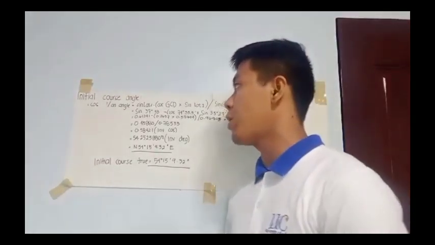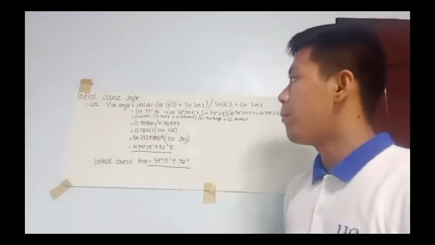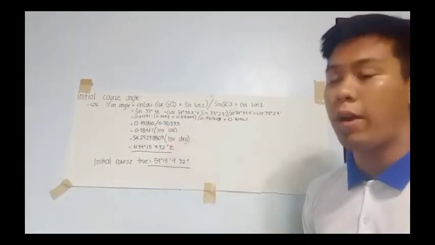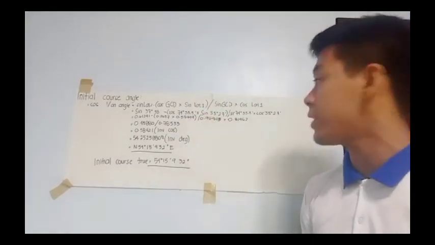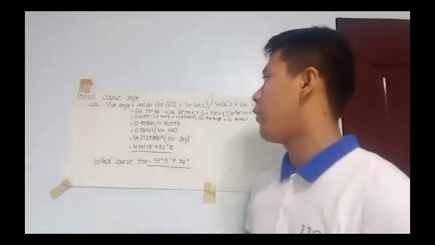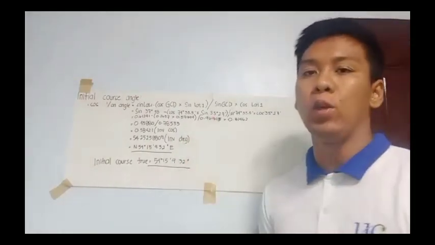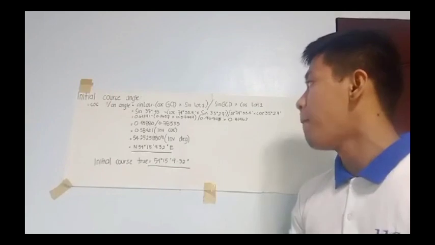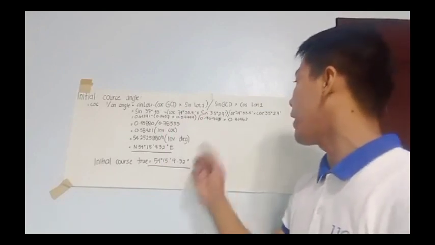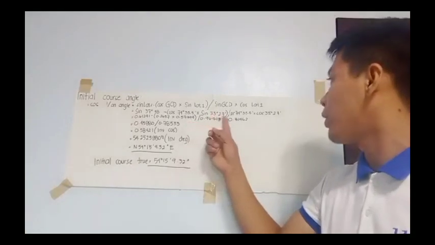The equation is cosine of the angle equals sine latitude 2 minus cosine GCD, or great circle distance, times sine latitude 1, all over sine great circle distance times cosine latitude 1. For this example, the value of latitude 1 is 37 degrees and 48 minutes. Meanwhile, the value of the GCD, or great circle distance, is 74 degrees 35.5 minutes. And on the other hand, the value of latitude 2 is 35 degrees and 27 minutes.